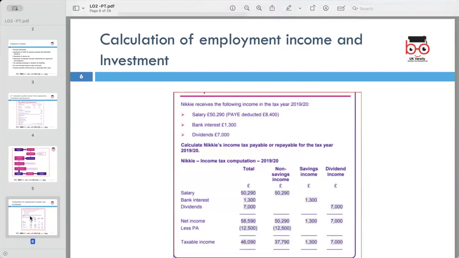So here is a calculation of employment income and investment. Again, here is the example of Nikki, who receives the following income in the tax year 2019 and 20. 2019 and 20 is basically a specific tax year, chosen as an example. So here we will calculate Nikki's income tax liability for the tax year 2019 and 20 based on her employment income, bank interest, and dividend income.